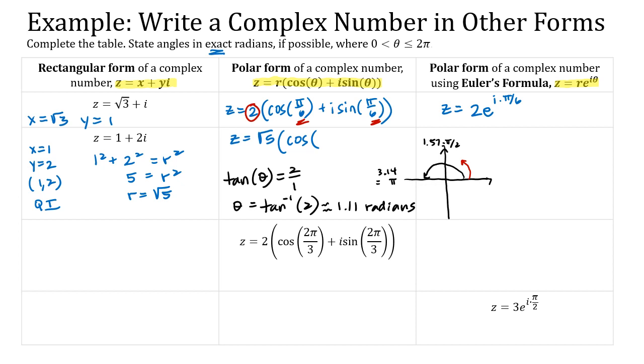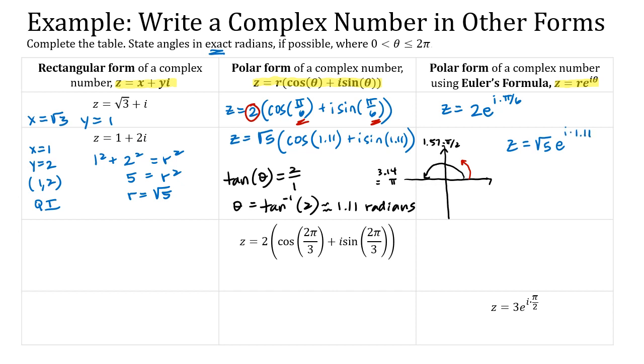So I'm going to go back up here and input 1.11 as my theta, and write plus I times the sine of 1.11. For Euler's formula, I know the r and I know the theta. So in Euler's formula, z is equal to the square root of 5 times e raised to the I times 1.11 power.